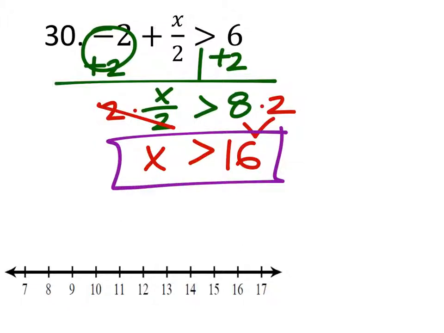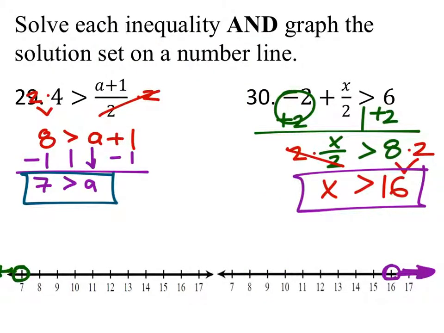We'll go ahead and graph that. It's an open circle at 16 because it doesn't include the equal part of the inequality. It is eating the x, so this one would go to the right. So there's the graph. And here is number 29 and 30 together.